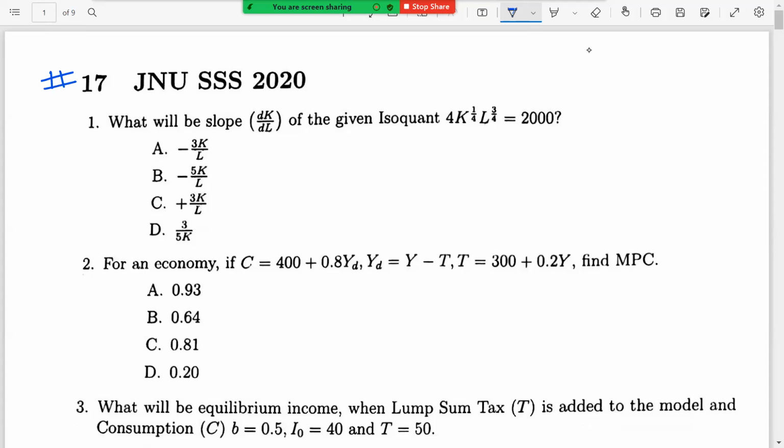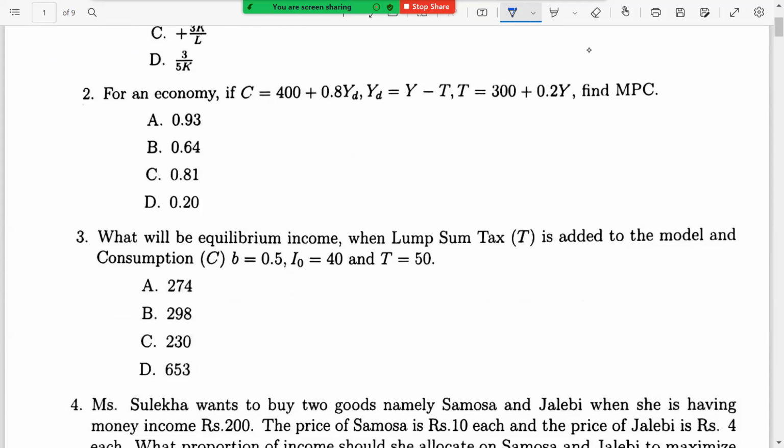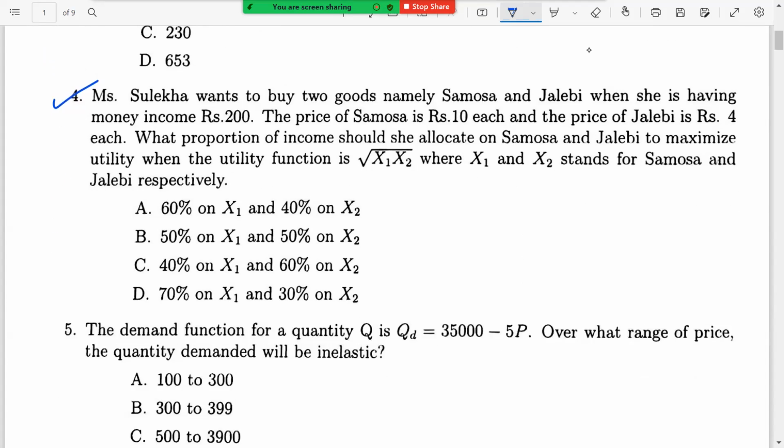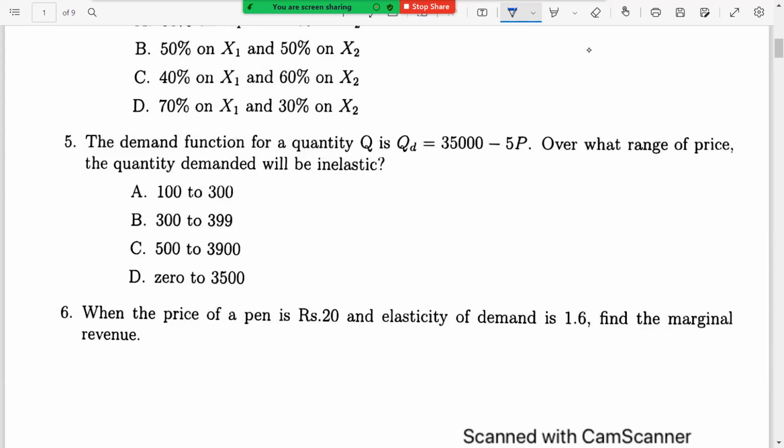We continue with our discussion of the JNU School of Social Sciences MA Economics entrance for the year 2020. If all students can recall, in the previous lecture we had done our discussion till question number 4 for this particular paper. Now, in this lecture, I intend to start with the discussion from question 5 onwards. So let's look at question 5.